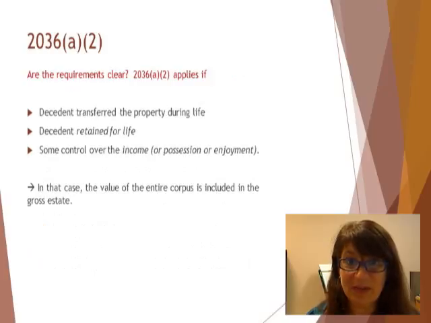Okay, so 2036(a)(2) applies if the decedent transferred the property during life and retained for life some control over the income or possession or enjoyment of the property. And in that case, what we include is the value of the entire corpus.